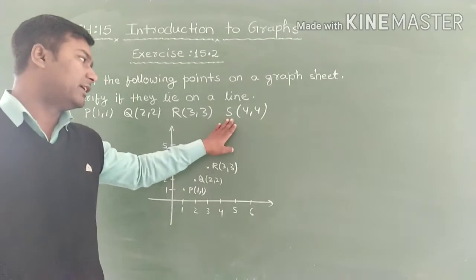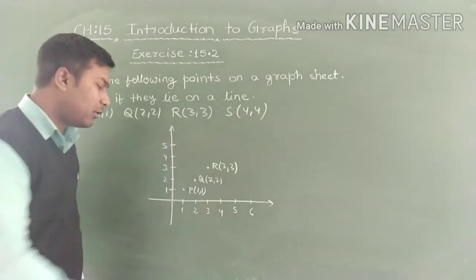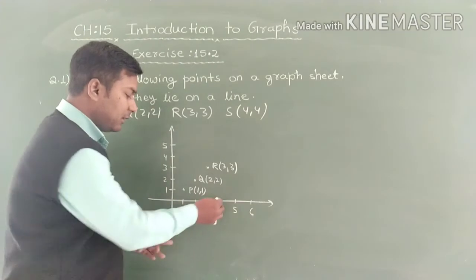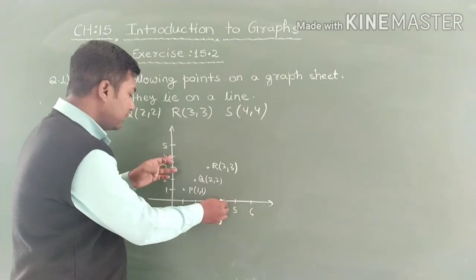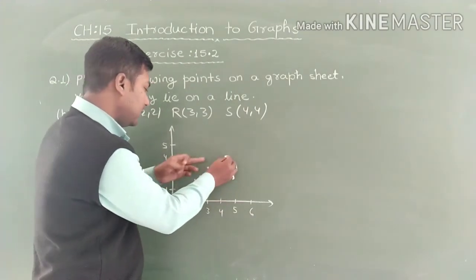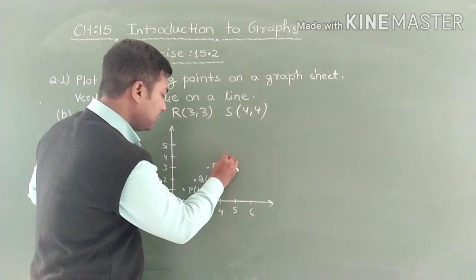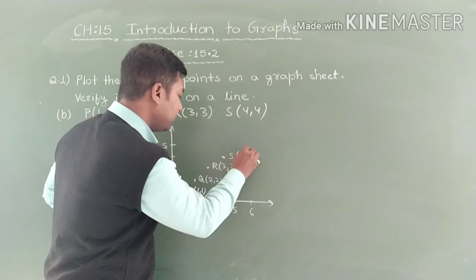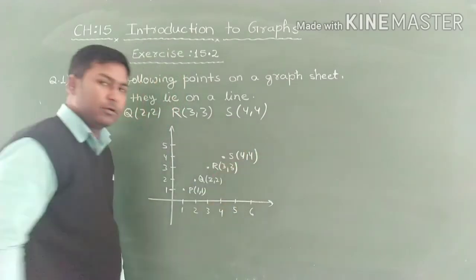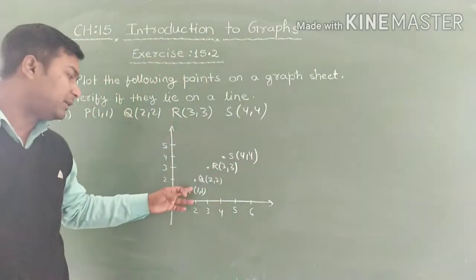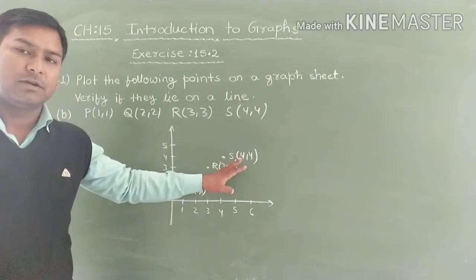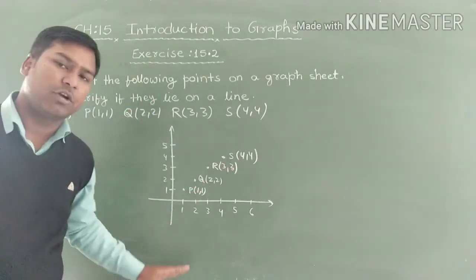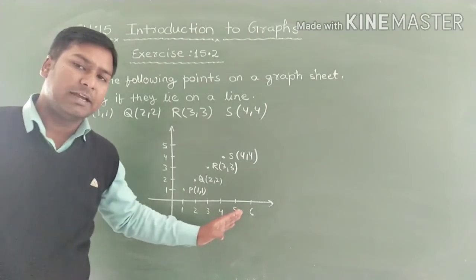Similarly, point S, that is 4, 4. Now on the x-axis this is 4, and on the y-axis this is 4. So just meet it. So here it is meeting. So this point is known as point S. So it will be 4, 4. Okay. So these are the points P, Q, R, S, and we also have to verify whether these points lie on the same line or not. Okay. So just draw a line.